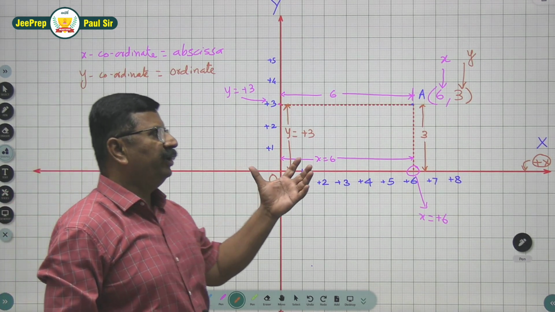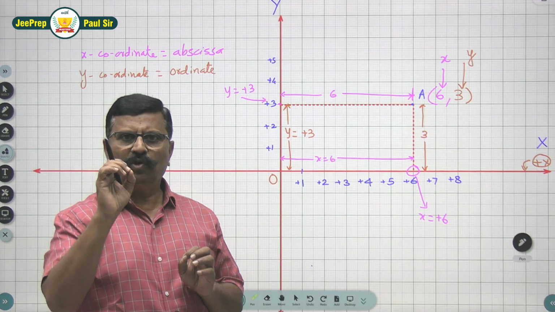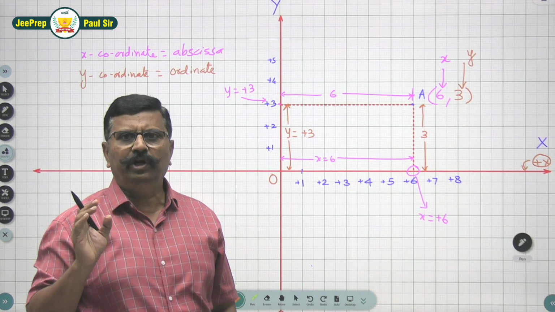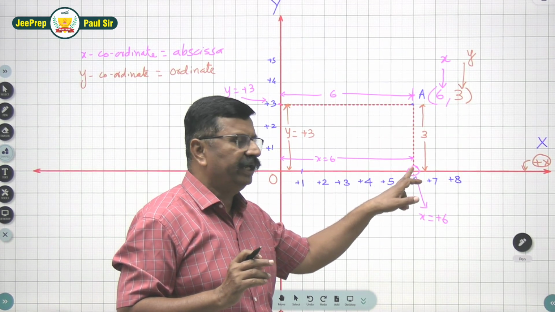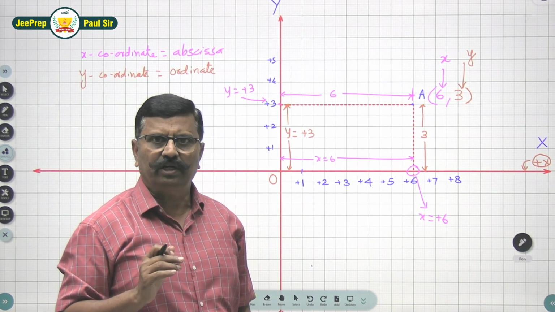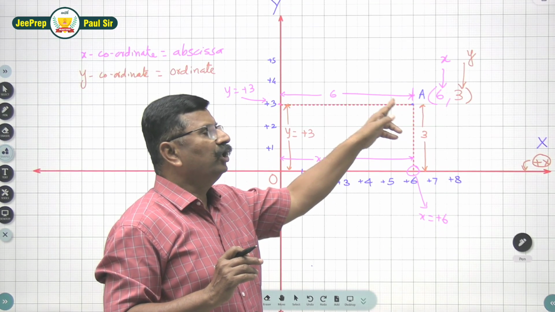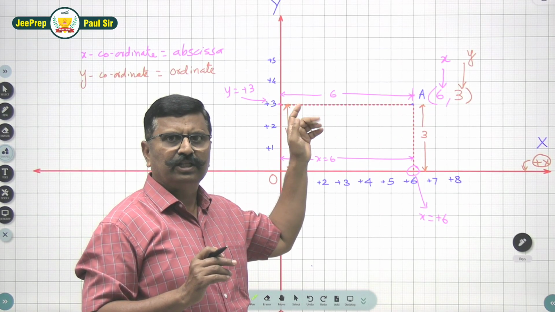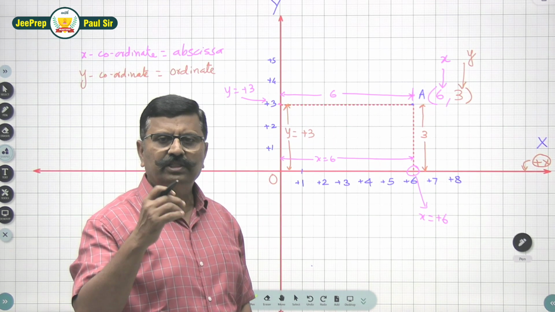So this is the way to plot a point in a plane. From the location of that point, draw a perpendicular to the x-axis. Just see where the perpendicular meets the x-axis, that is the x coordinate. Now from the location of point A, draw the perpendicular to the y-axis. This perpendicular will meet the y-axis somewhere. Then that point is the y coordinate.